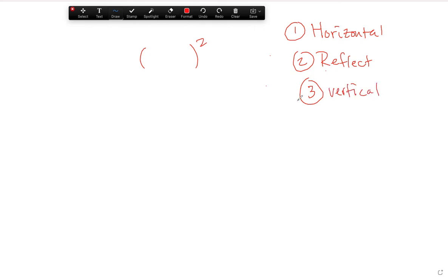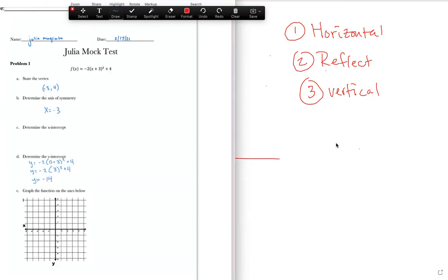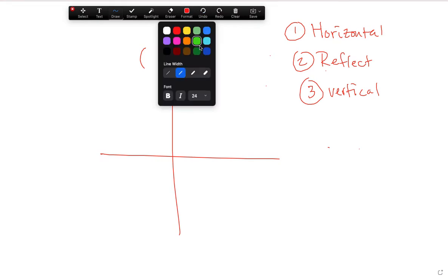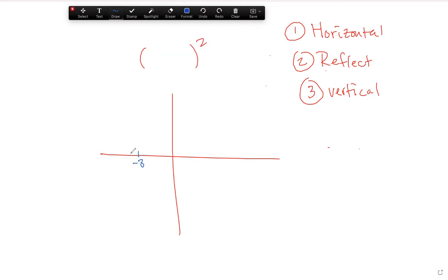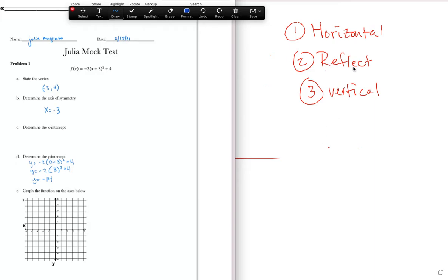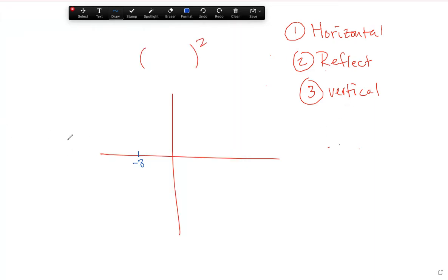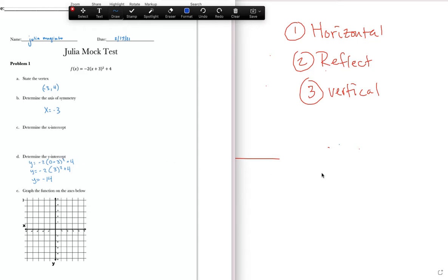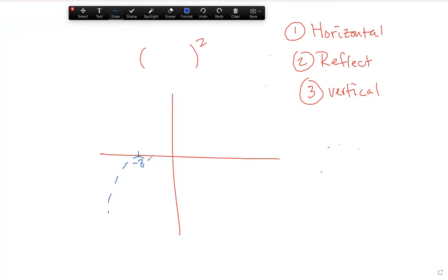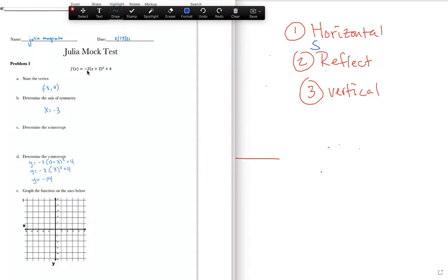So when we're graphing this function, we first take care of the horizontal. We know it's to the left 3, so it's going to be at -3. Okay, and then we have to do the reflect, and it's reflected over the x-axis, fine. So it would have looked like this. HSRV: we have to do the stretch also, but the stretch comes before the reflect. Don't worry about the stretch. The stretch is the 2. It makes it narrower.